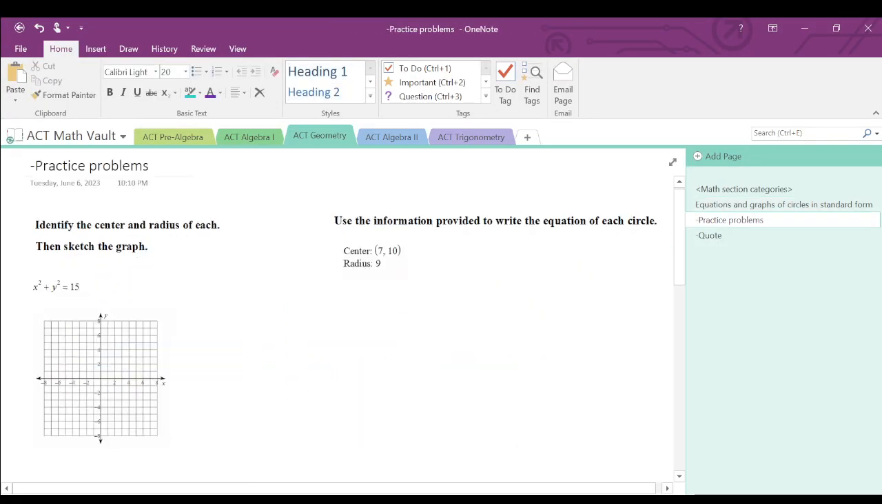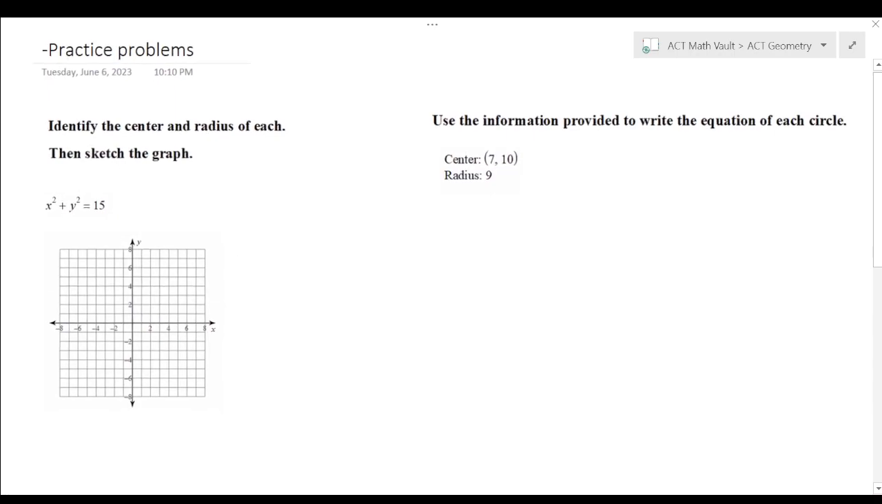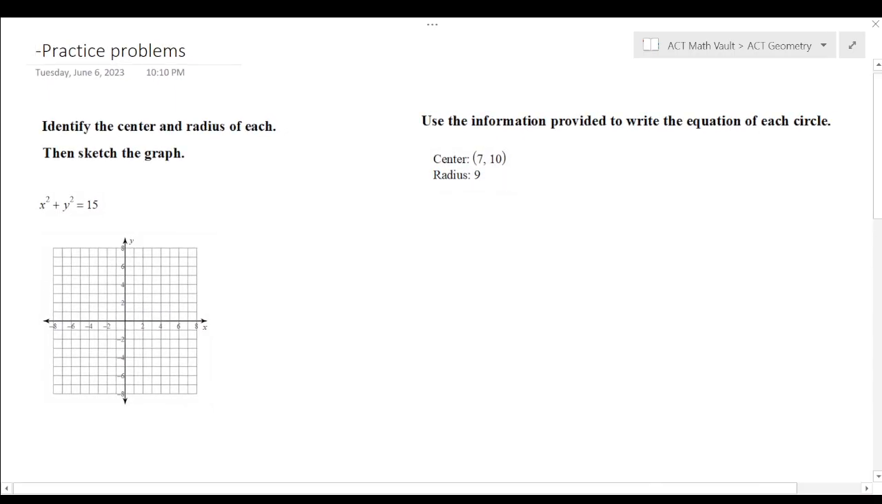Moving into the practice problems, here are a few that match what we just did. The only thing to note is this 15 is not a perfect square. So you're going to think about what you're going to do for that. And then I think this one's a little easier than the one we just did because everything's positive. So why don't you pause the video before I reveal the answers.